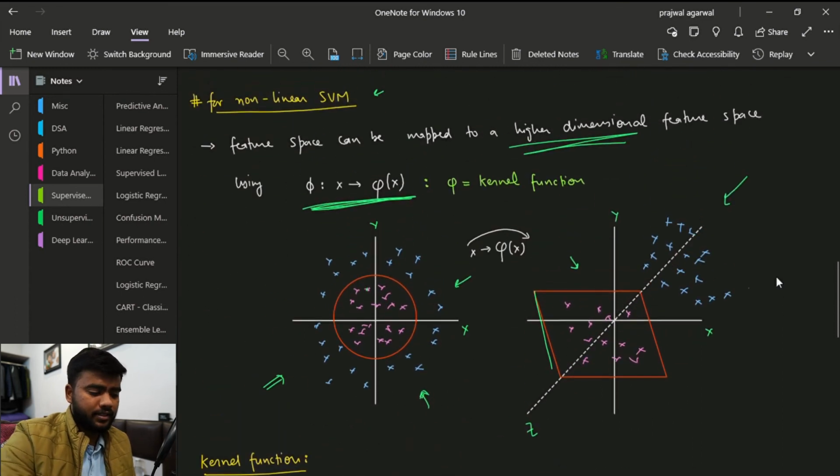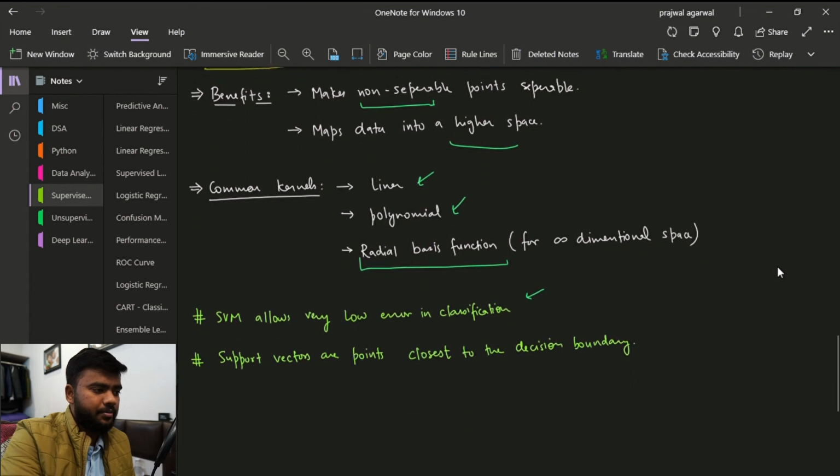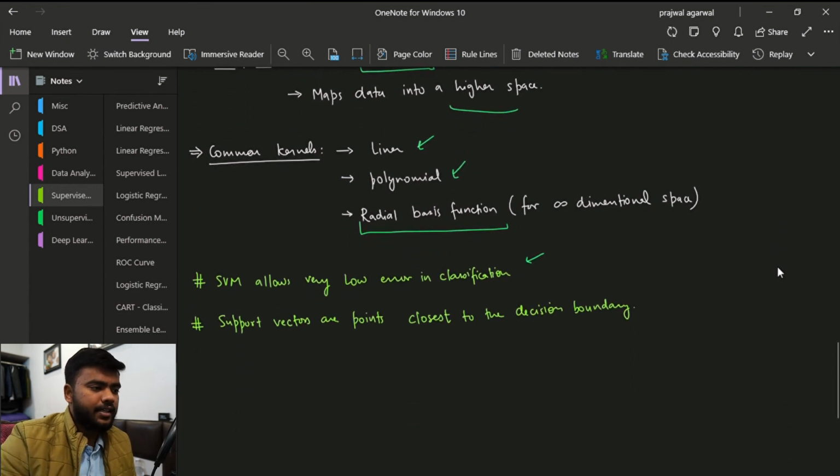What are some of the kernel functions? We have linear kernel functions, we have polynomial, and then we have radial basis functions for infinite dimensional space. SVM allows very low error in classification. These are a few points that you can keep in mind. And SVM support vectors are points closest to the decision boundary.